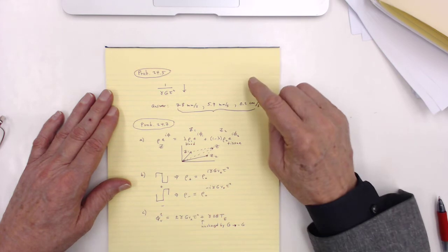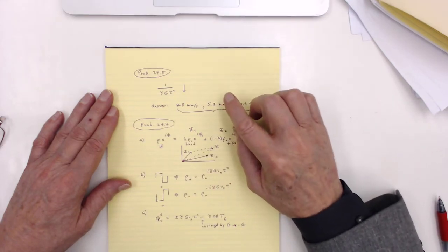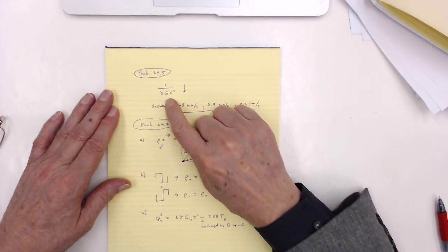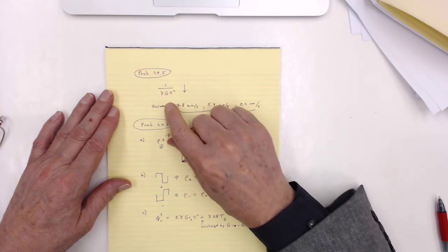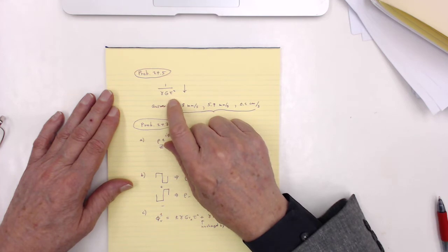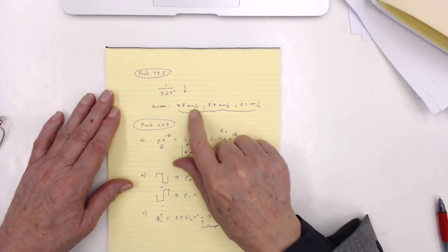In 24.5, it's a short problem. Effectively, you're going to be looking at 1 over gamma g tau squared. And the question is, how can you make this smaller? And of course, then you want to make the denominator bigger. And so your choice of g and your choice of tau follows from that. Your answer will be one of these three.